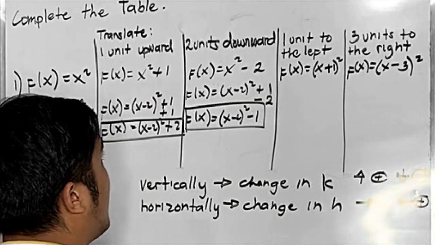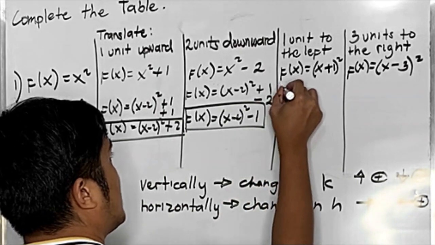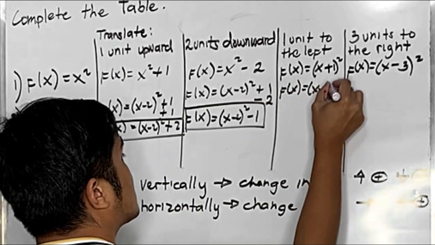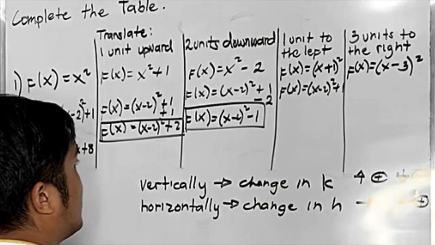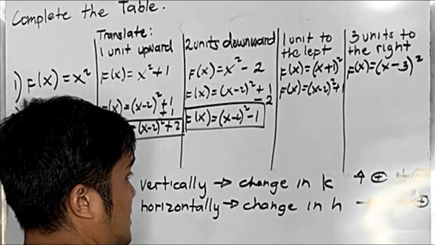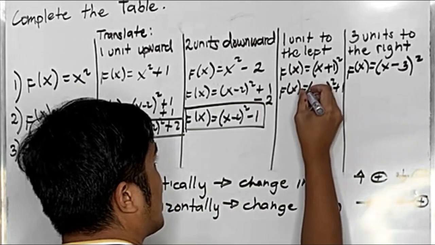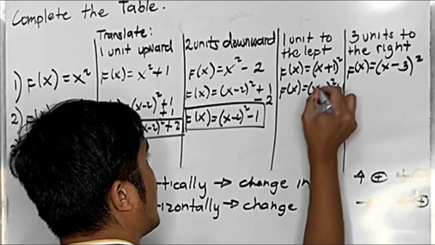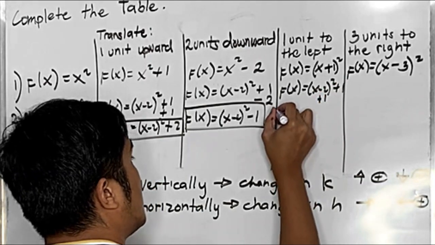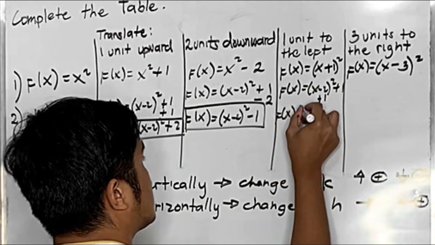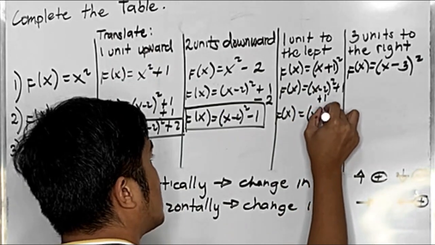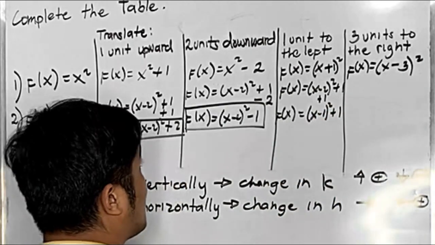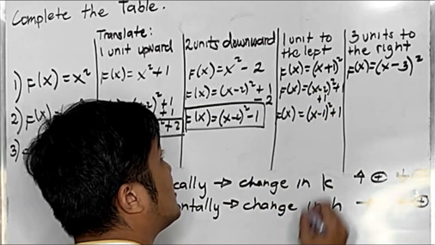Now let's move 1 unit to the left. With the initial function f of x is equal to (x minus 2) squared plus 1, you need to move 1 unit to the left. If it is to the left, you will need to add 1 unit. So it will be plus 1. Therefore, our resulting function will be f of x is equal to (x minus 1) squared plus 1. How about if you need to move 3 units to the right?